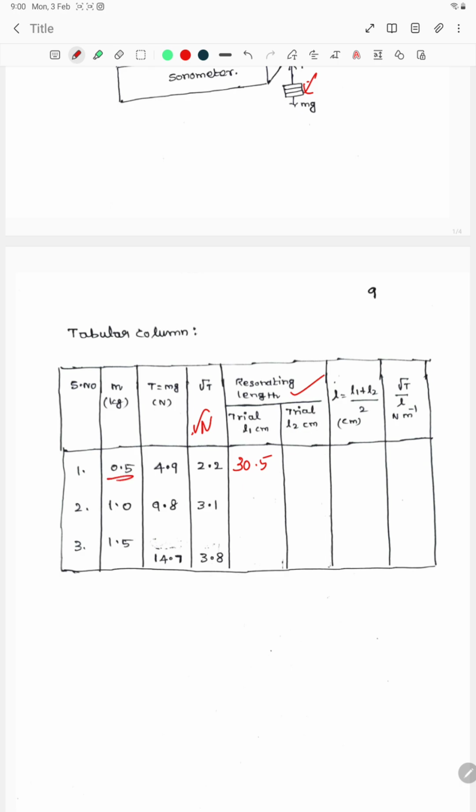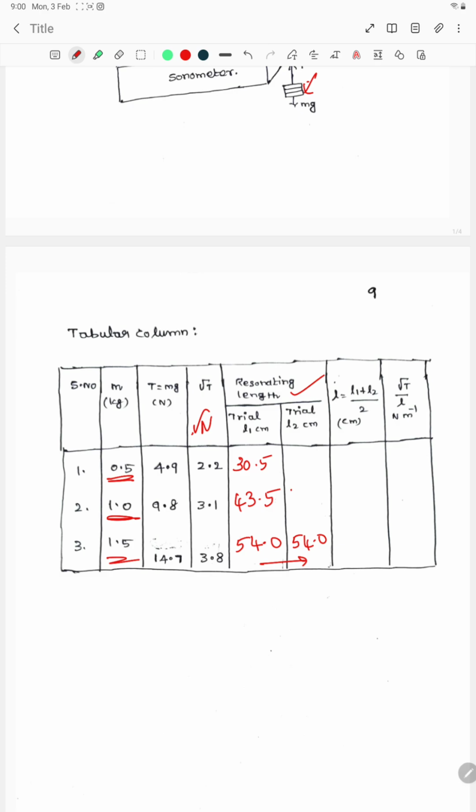Once you are loading, first you have added 0.5, you will measure 30.5, and then you will add 1 kilogram of mass and get 43.5, and then when you add 1.5, for example, you are getting 54.0. Then you have to unload it. While unloading, the last reading will remain the same, and then you have to move upwards. You have to move one load after the other, and then you will do the experiment again.